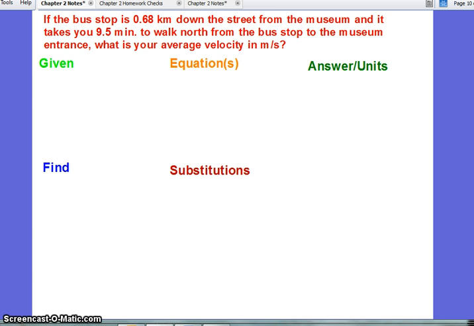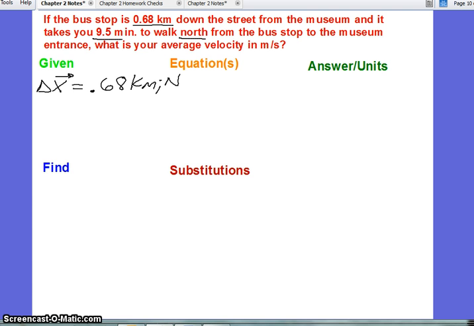In this case, though, it tells us 0.68 kilometers, but doesn't tell us what that 0.68 kilometers is representing. So what we want to do is look at the units. The units always give away what it is. In this case, kilometers represents distance. But because it gives us a direction of north, we know that it is a displacement instead.